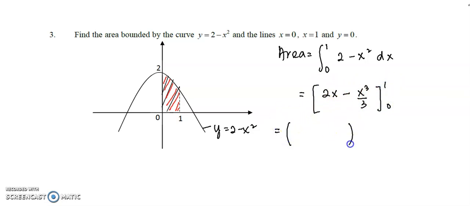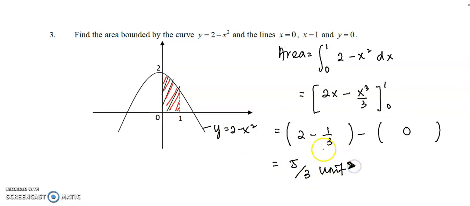For this, I get ready 2 brackets, so that I can substitute the upper limit in the first bracket. I got 2 minus 1 over 3, and substitute the 0 into this integrated function. I have 0. Then finally, I have 5 over 3 unit square. Okay, this is the area.